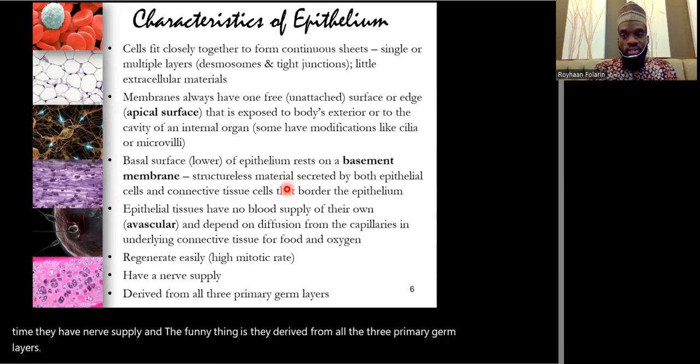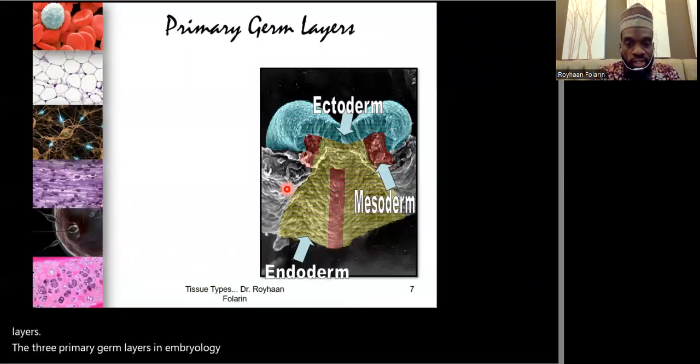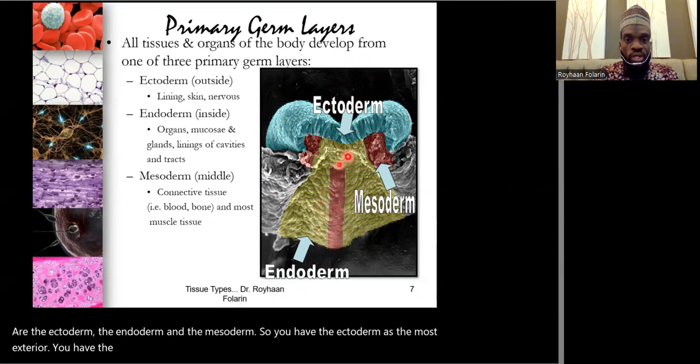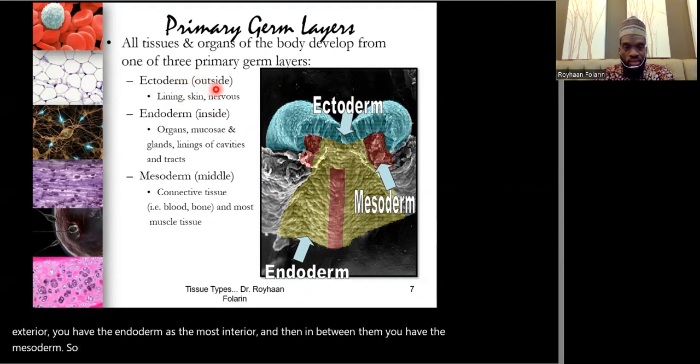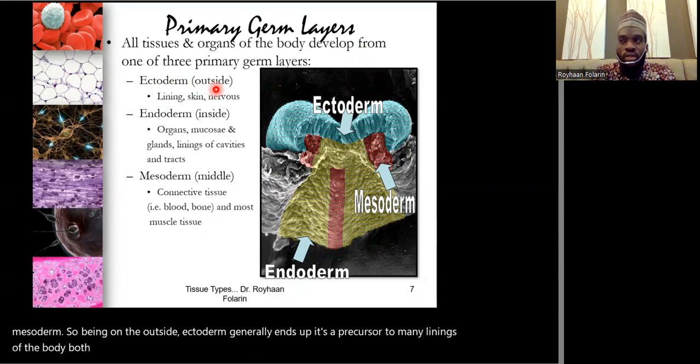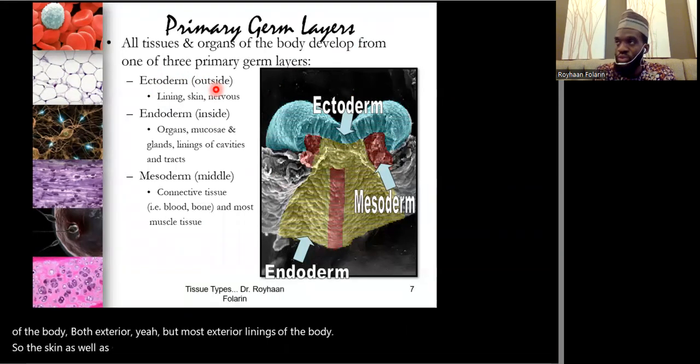The three primary germ layers in embryology are the ectoderm, the endoderm, and the mesoderm. So you have the ectoderm as the most exterior, you have the endoderm as the most interior, and in between them, you have the mesoderm. Being on the outside, the ectoderm generally ends up a precursor to most exterior linings of the body, so the skin, as well as a precursor to the nervous system. It forms the skin and the nervous system.